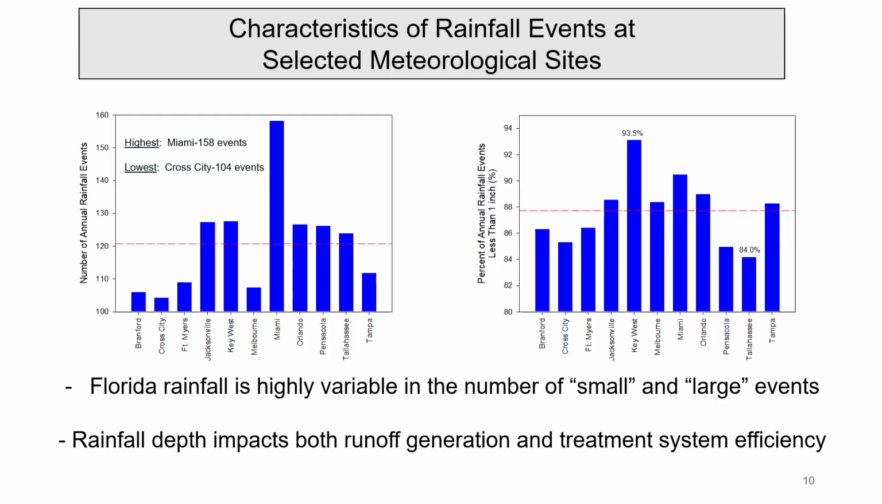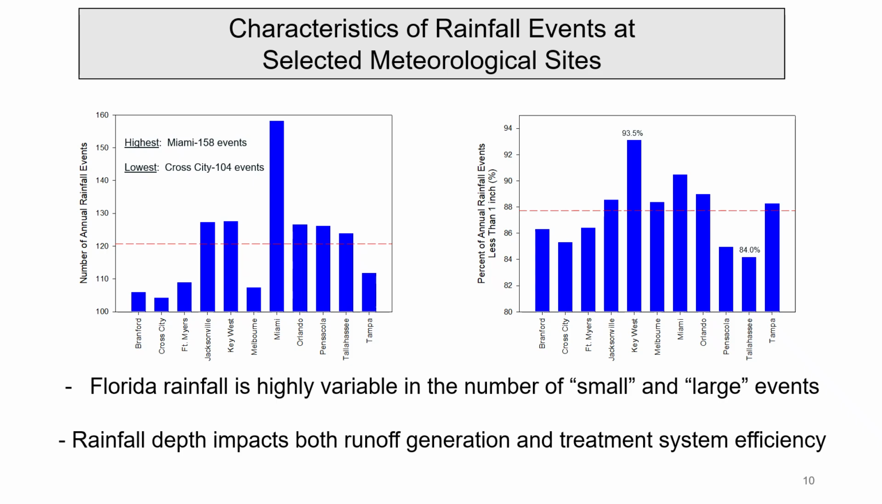For example, the sheer number of rainfall events in a year can differ quite a bit across the state. We observe a high in the Miami area, which experiences about 158 events annually, contrasted with a much lower figure of around 104 events in the Cross City area in Dixie County.